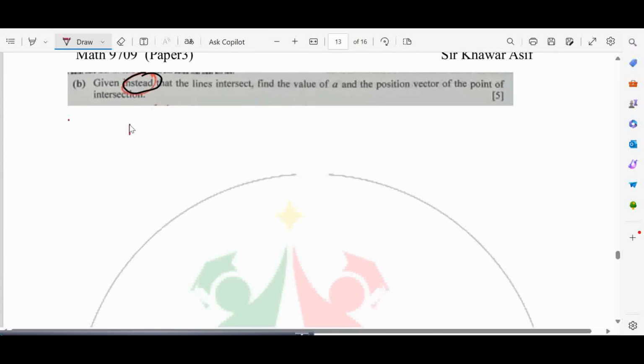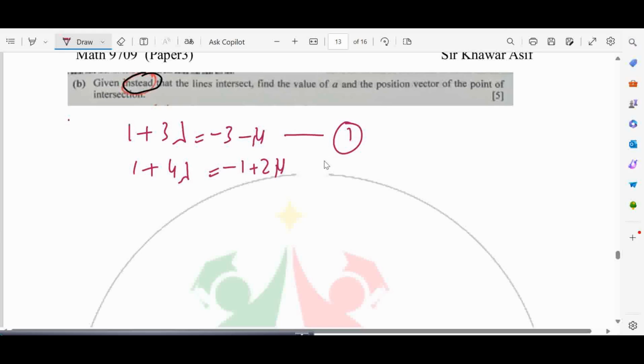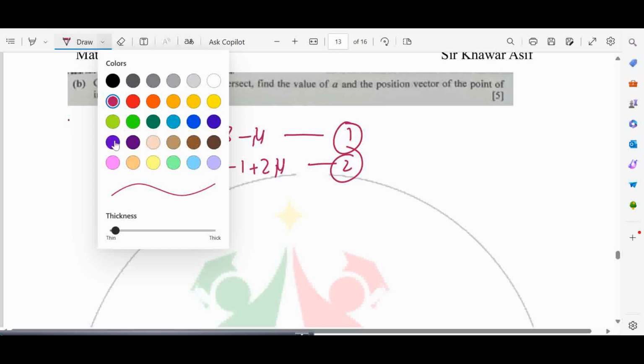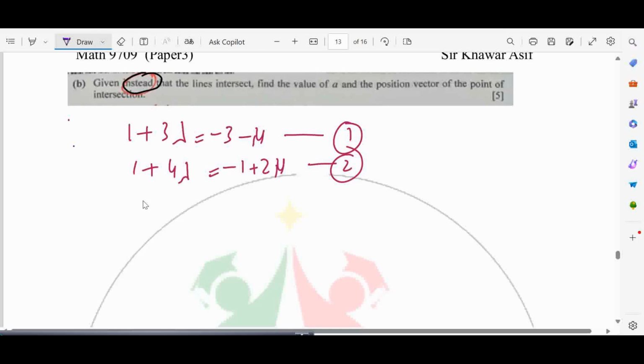Now from the first one we know that 1 plus 3 lambda is equals to minus 3 minus mu, and from here we will have the second one, 1 plus 4 lambda is equals to minus 1 plus 2 mu. Equation 1 and 2, and if we solve it simultaneously we will have the values like this: 3 lambda is equals to minus 4 minus mu, and then the other one will be 4 lambda is equals to minus 2 plus 2 mu.